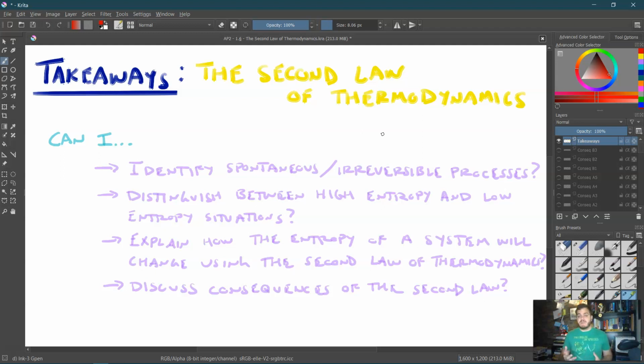Can we explain how the entropy of a system will change using the second law of thermodynamics, both for a closed system and an open system? And can we at least discuss the consequences of the second law?